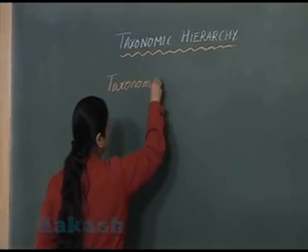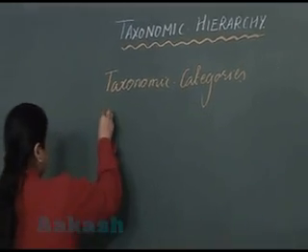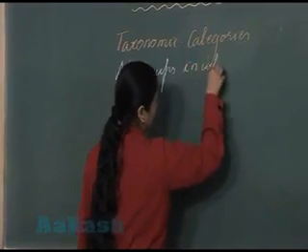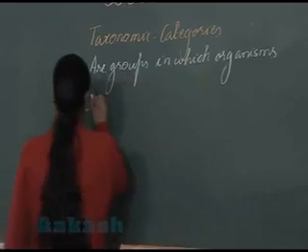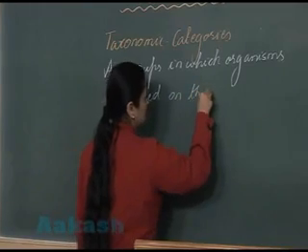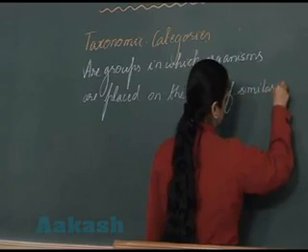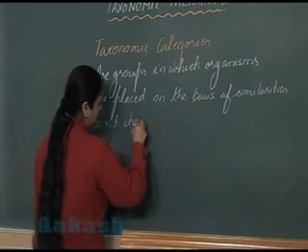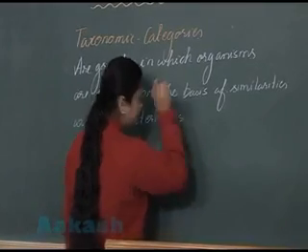Taxonomic categories. They are groups in which organisms are placed on the basis of similarities with respect to features, with respect to characteristics. Right?